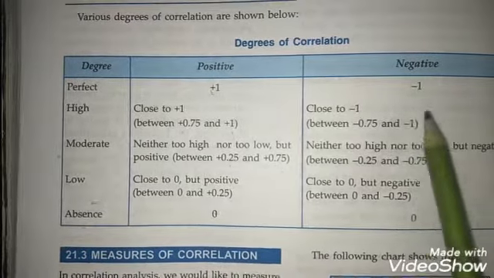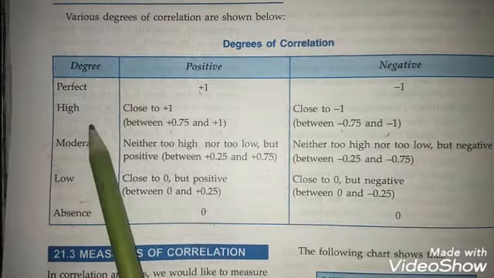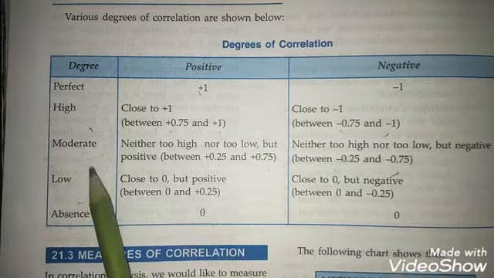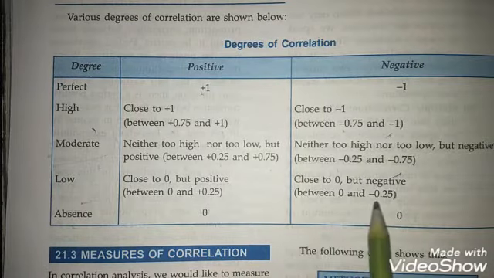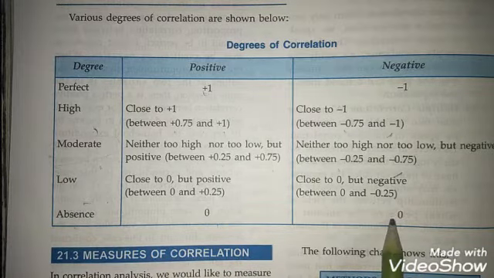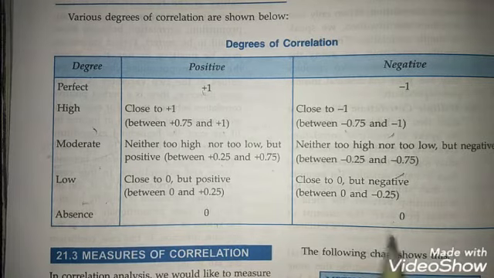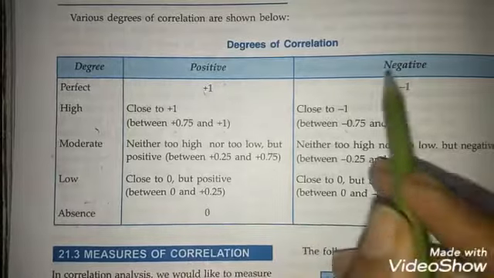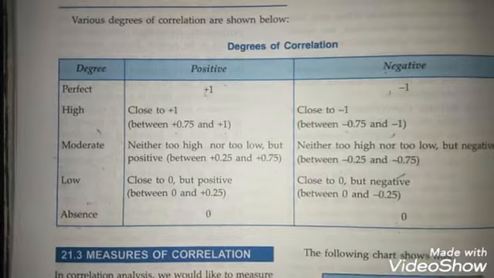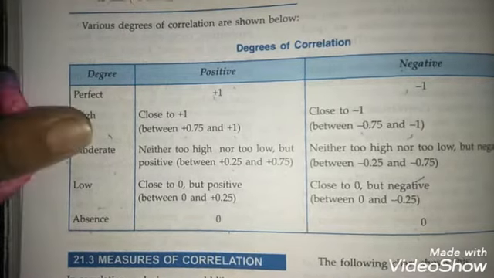In a similar manner, we have negative values also. Negative 0.75 to negative 1 is a high correlation. Negative 0.25 to negative 0.75 is a moderate degree of correlation. Between 0 and negative 0.25 is a low degree of correlation, and 0 again means that there is no correlation between both the variables. So, when we calculate the value of correlation, it will range somewhere between 0 and 1, which can either be a positive value or a negative value, but it cannot be more than 1.